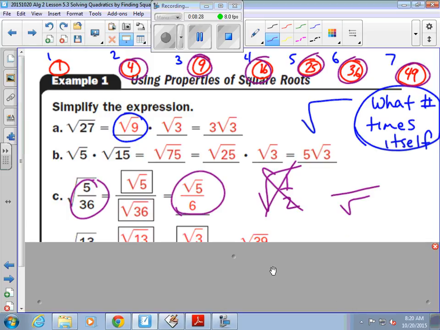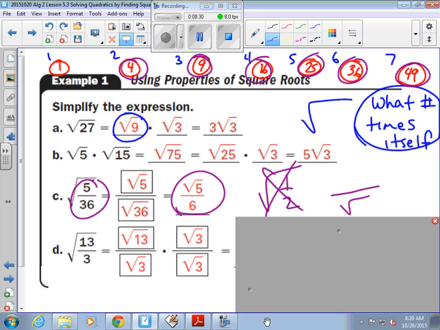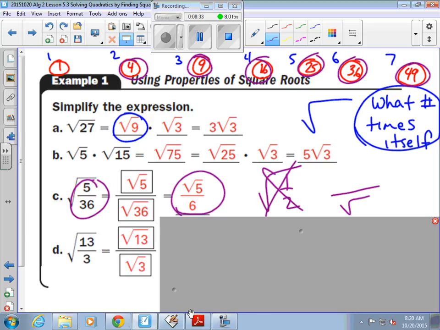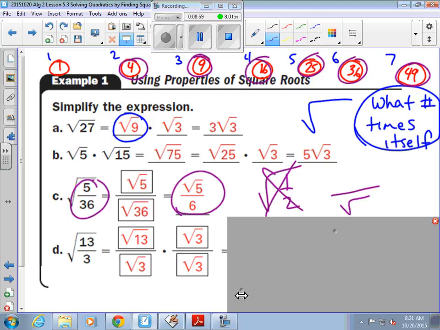The last one on this one says, let's take it a step at a time. The square root of 13 over 3. The first thing you do is separate it into the square root of 13 over the square root of 3. That's the quotient property. Now, unlike the last problem where we had a perfect square at the bottom, 36, and we could take out the number 6, we don't have that here. So we have to do what's called rationalizing the denominator. Whatever's at the bottom, in this case it's the square root of 3, you multiply it by that over itself. So the square root of 3 over the square root of 3, that's what we're multiplying it by.